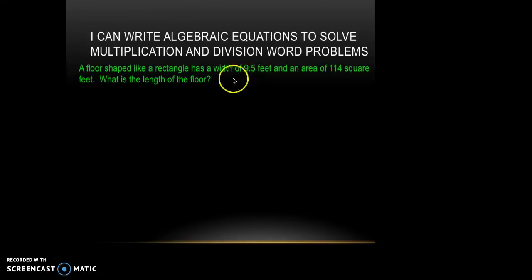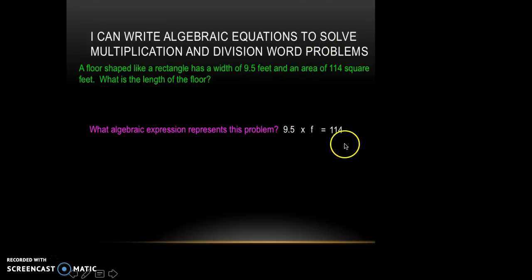A floor shaped like a rectangle has a width of 9.5 feet and an area of 114 square feet. What is the length of the floor? So we know the width and we know the area, but not the length. So let's think about our algebraic expression. So 9.5 times something in feet is going to give us a total of 114. Now, I don't know if you remember, but in the problem before this, I actually started with the product and then had an equal sign. It doesn't matter which way you do it. It's okay.